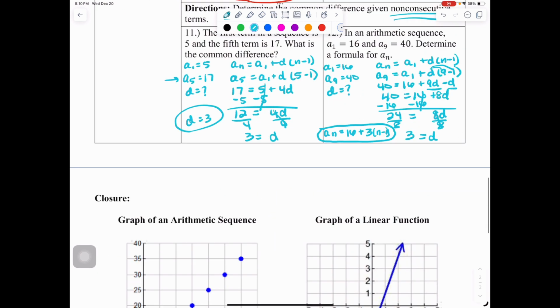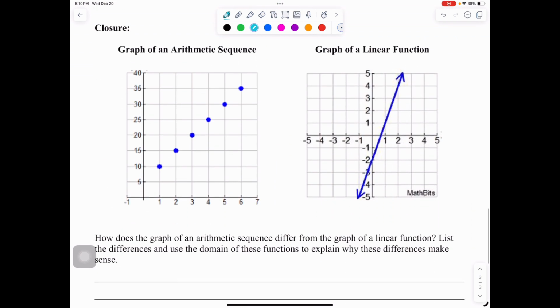So now, for closure, I would like you to try this question on your own and then resume the video to go over the answers. You have a graph of an arithmetic sequence and then the graph of a linear function. I'd like to know, how does the graph of an arithmetic sequence differ from the graph of a linear function? List the differences and use the domain of these functions to explain why these differences make sense. So pause the video, try this closure question, and then resume the video to go over the answers.